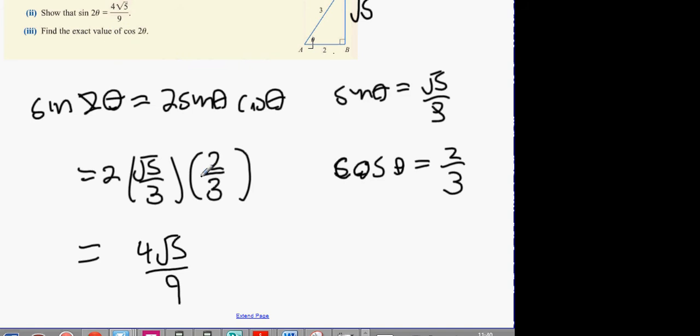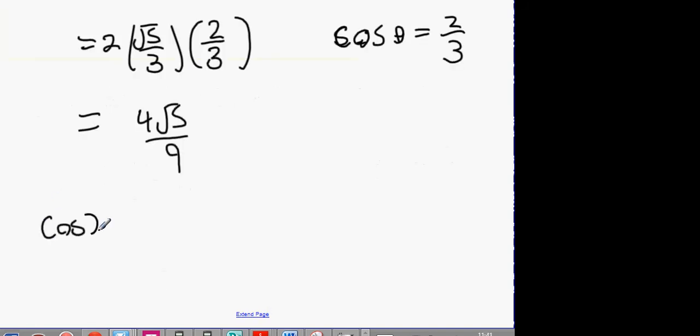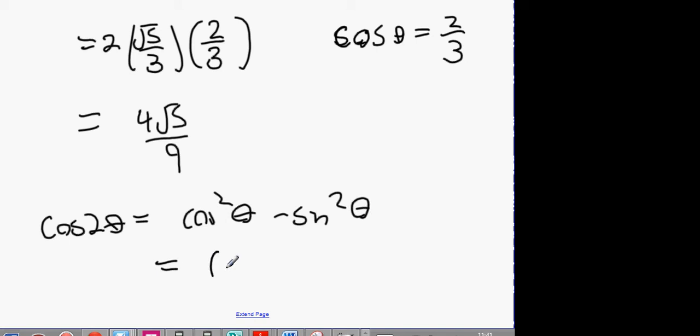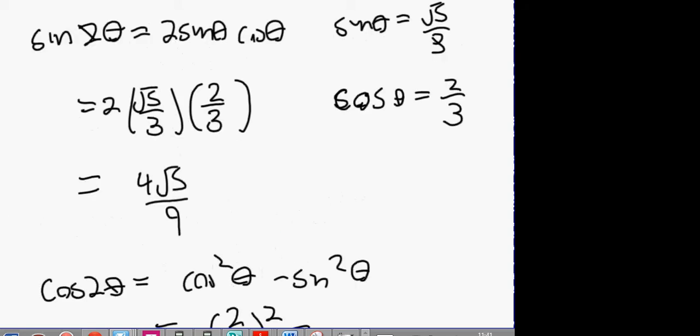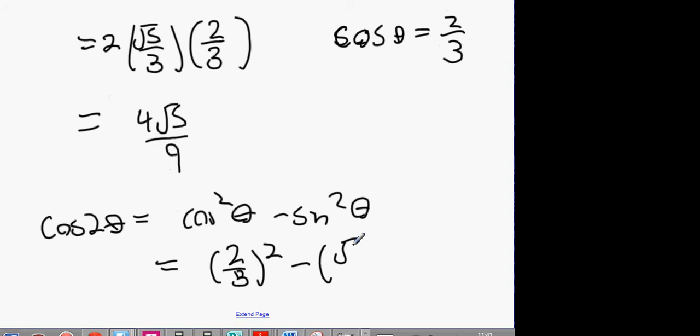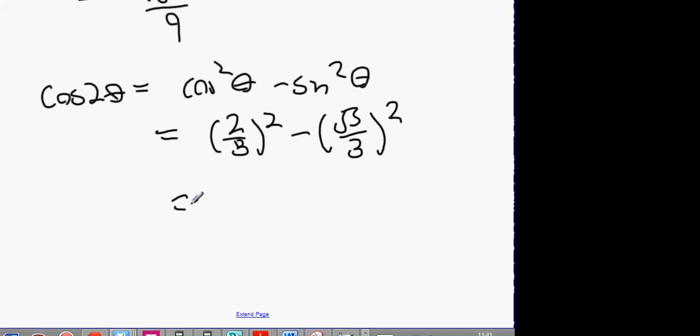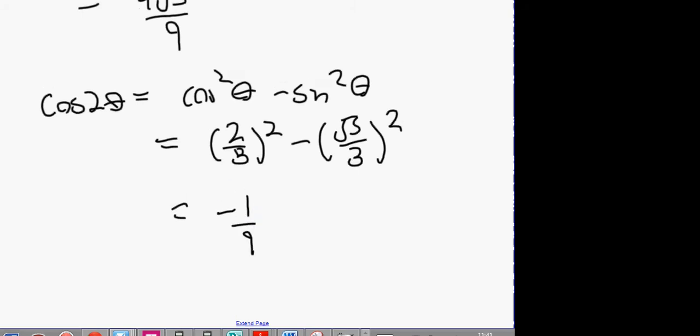Finally, do cos 2 theta. Once again, just go to your tables, look up the formula. Cos 2 theta equals cos squared theta minus sine squared theta, and what we're going to get here is 2 over 3 squared. Can anybody do this in calculator for me? 2 over 3 squared minus root 5 over 3 squared. And what do we get? Anybody? Minus 1 over 9. Okay, Simon.